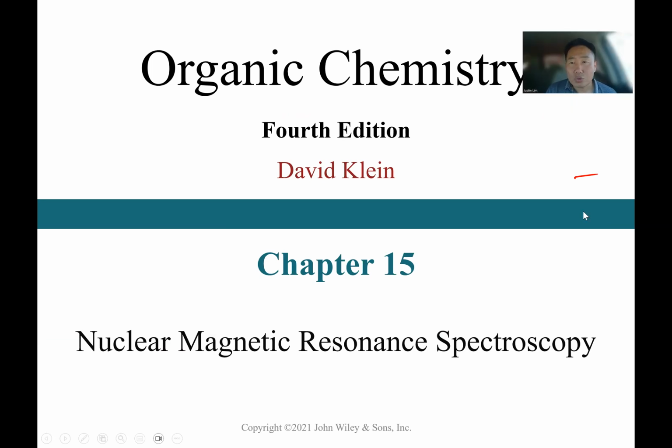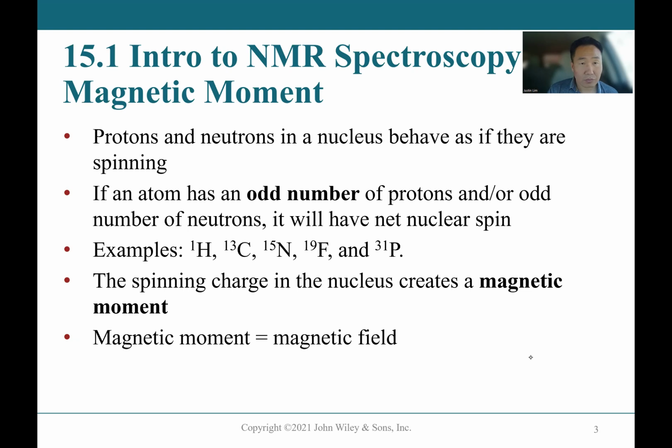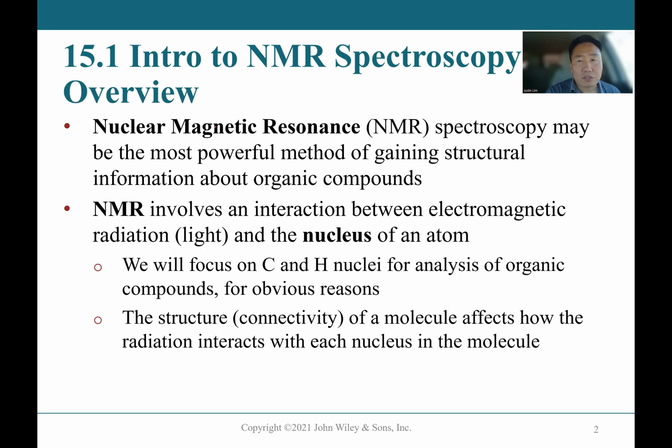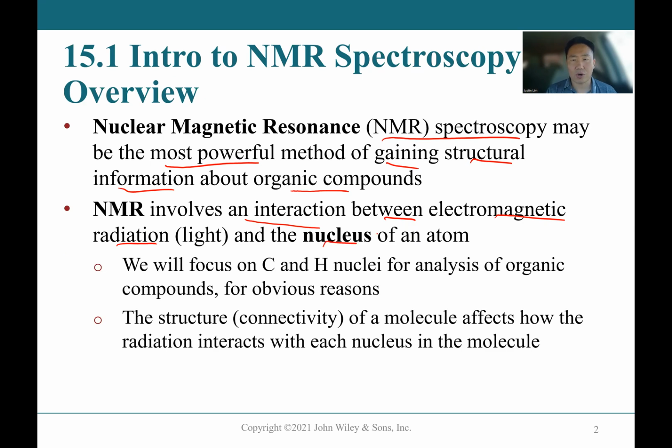Hello everyone, let's look over chapter 15, nuclear magnetic resonance spectroscopy. NMR spectroscopy may be the most powerful method of gaining structural information about organic compounds. NMR involves an interaction between electromagnetic radiation and the nucleus of an atom. We'll focus on carbon and hydrogen nuclei for analysis of organic compounds.